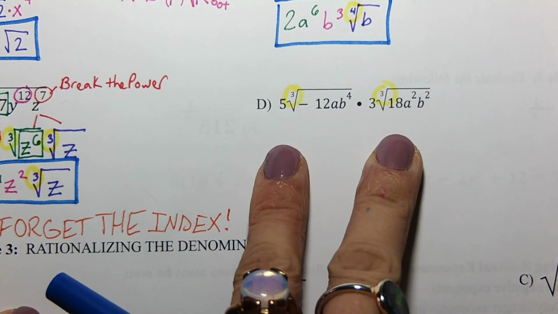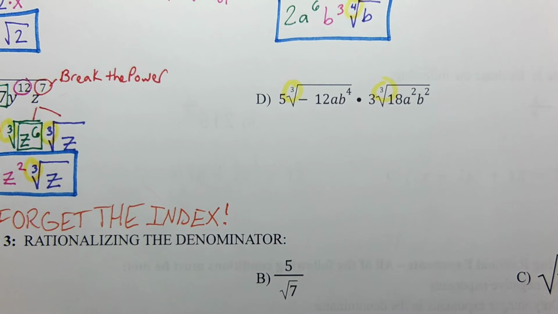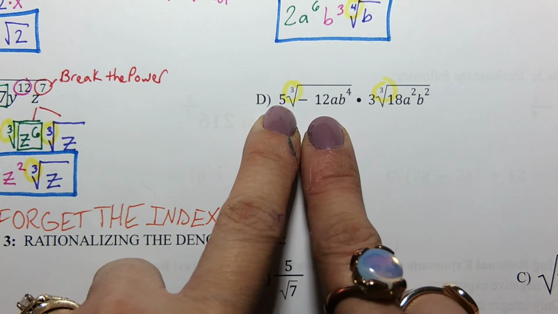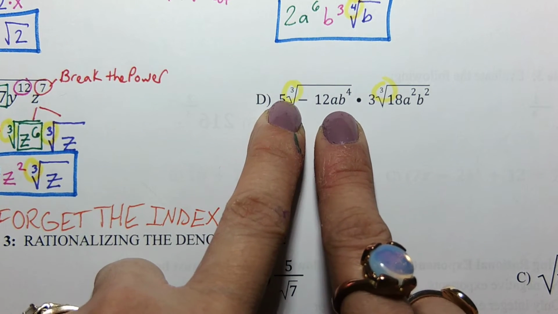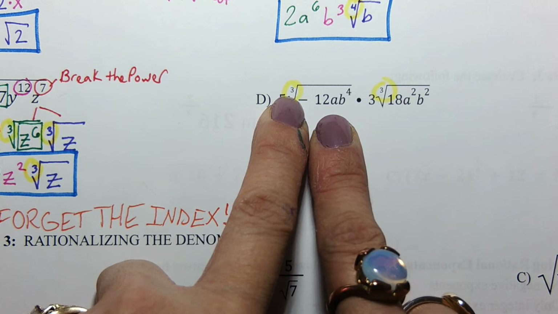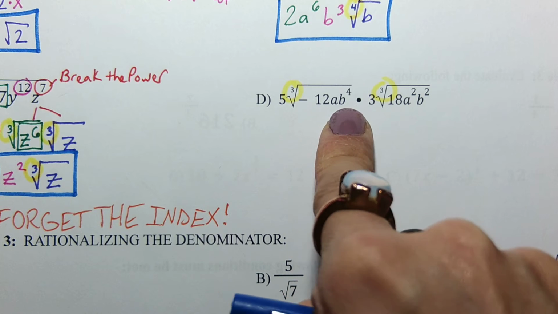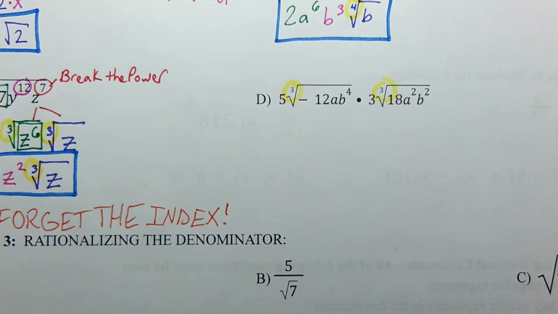So on this one, we are multiplying two cube roots together. Now, on all of the other problems, we have said simplify first. Try to simplify the radicals. But the cube root of negative 12, is 12 a perfect cube? No. The cube root of a, that's not a perfect cube. And the cube root of b to the 4th, I would have to break that power up and then simplify it.